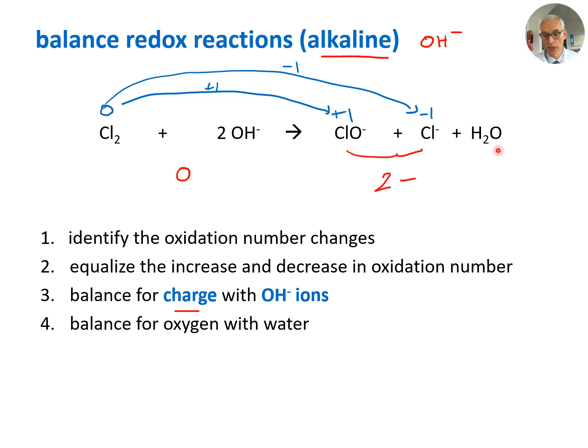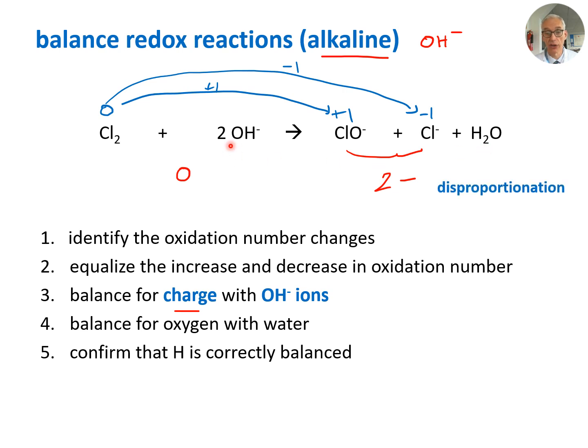And then to check that these 4 steps, 1, 2, 3, 4, are correct, we confirm that hydrogen is correctly balanced. There should be no adjustment needed for hydrogen if the first 4 steps are correct. I've got 2 hydrogens on the right-hand side. I've got 2 hydrogens on the left. So everything is correctly balanced.